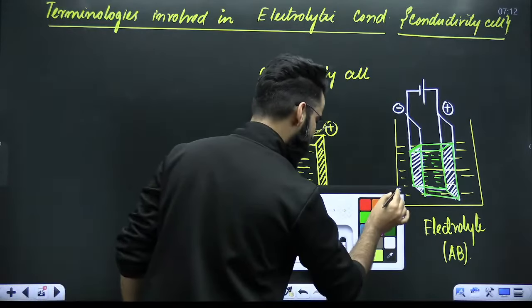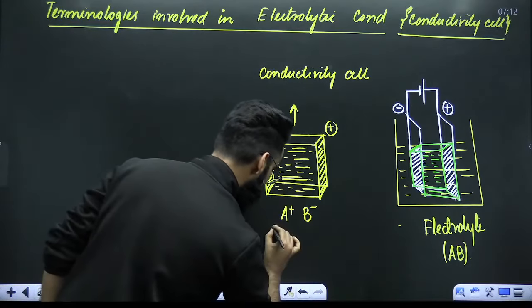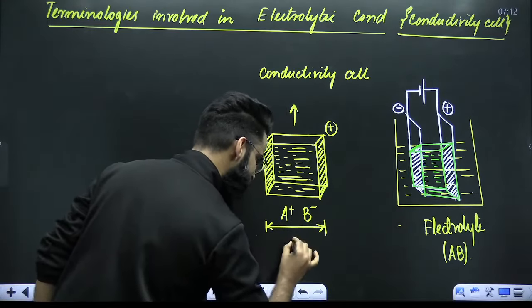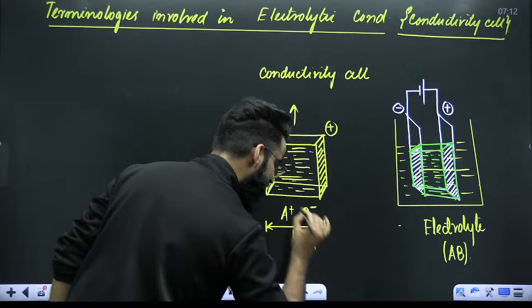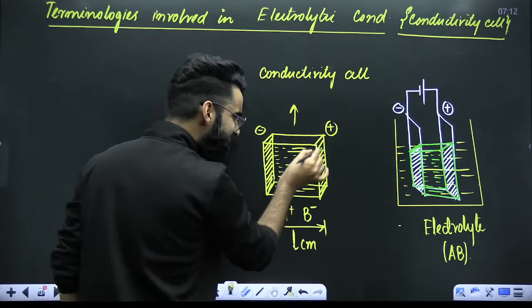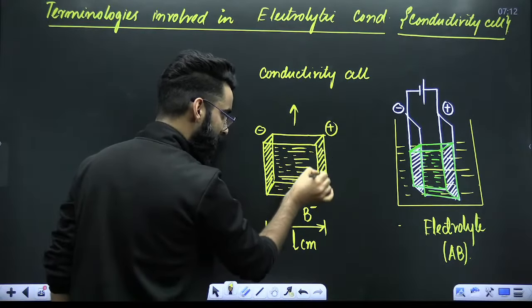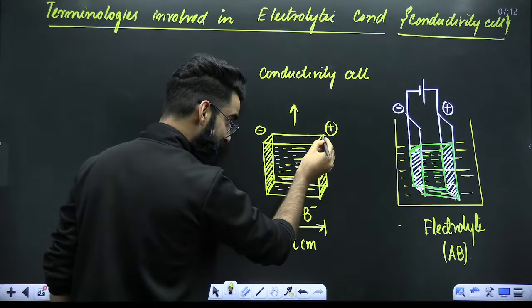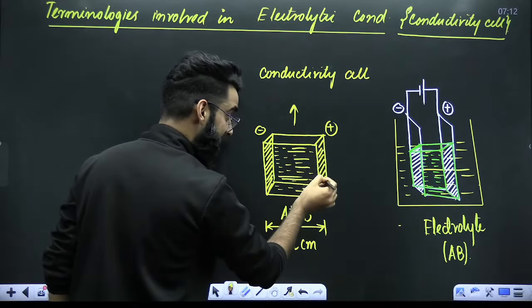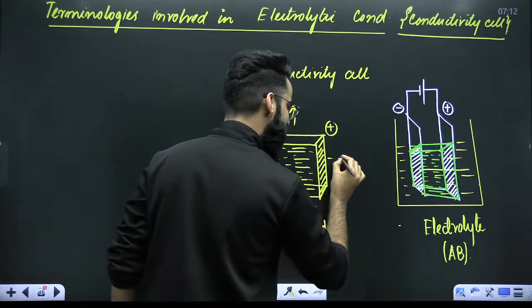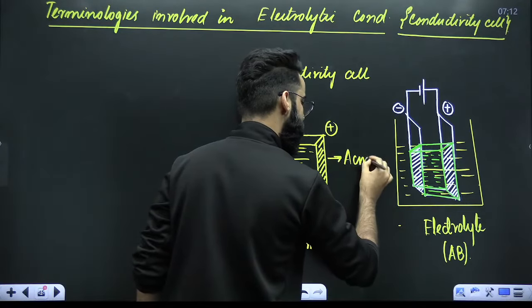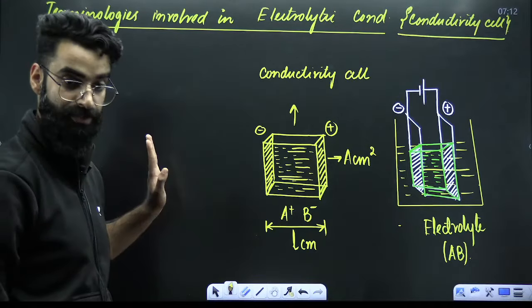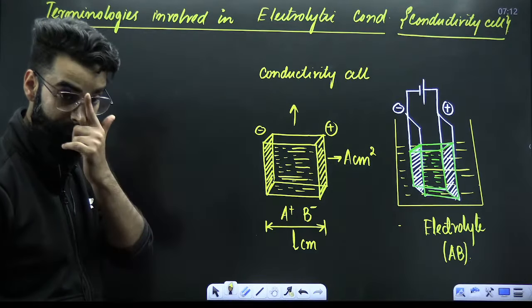Now, my dear students, let me assume certain things. Let's assume the distance between these two electrodes is L centimeter. Let's say the area of cross-section of the electrode which is inside the solution, that means this one, is A centimeter square. A centimeter square is the area of cross-section of the electrode which is in contact with the solution.